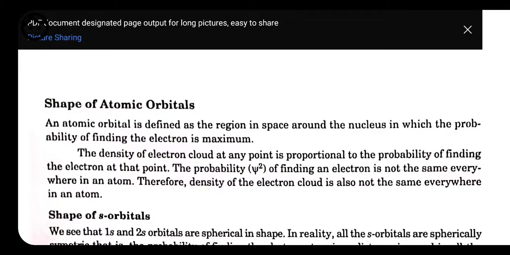When the scientists plotted the graph between the distance from the nucleus and the orbits, that is psi and psi square, they got some points where the probability of finding an electron is zero. That point is called what? Nodes. So depending upon the graph, the shapes of the orbitals were given. On combining quantum numbers and the wave function psi, the shapes of the orbitals are as follows.